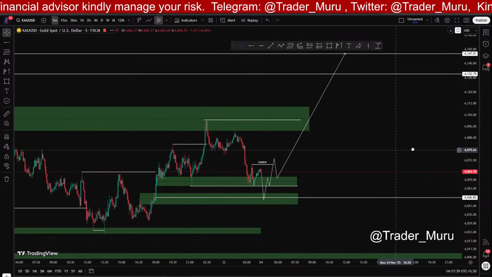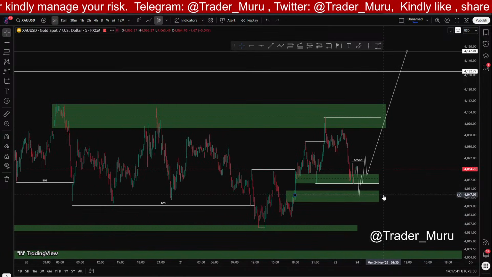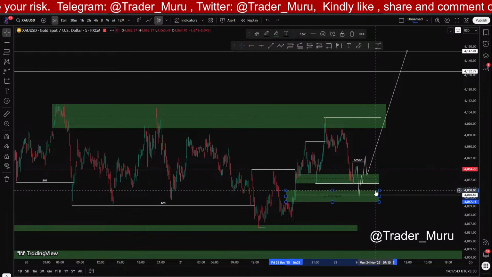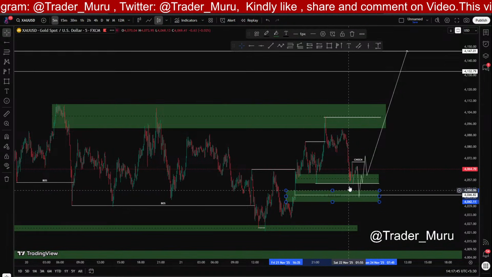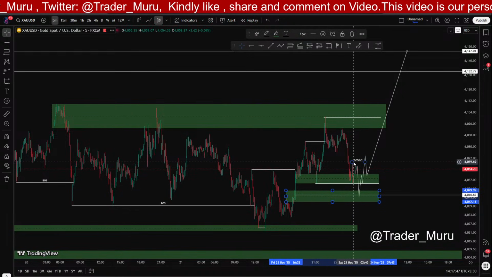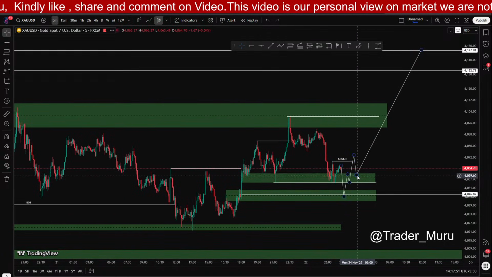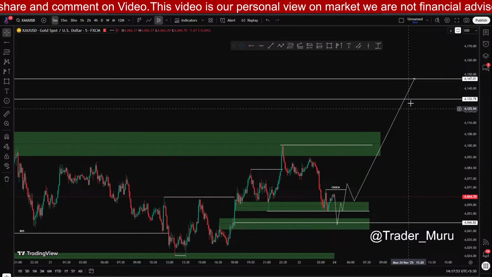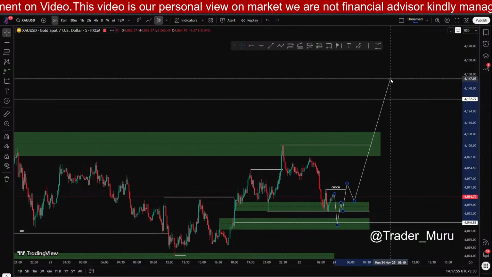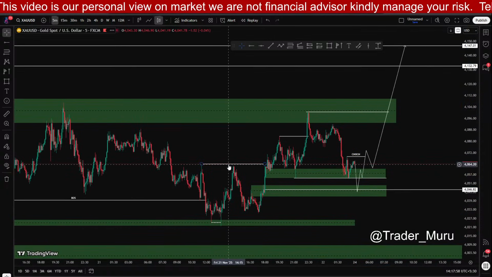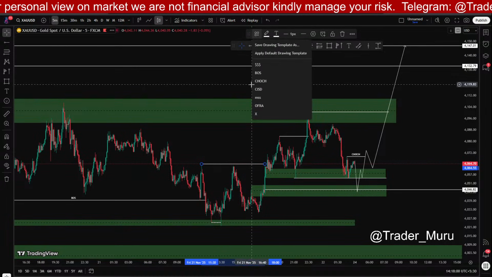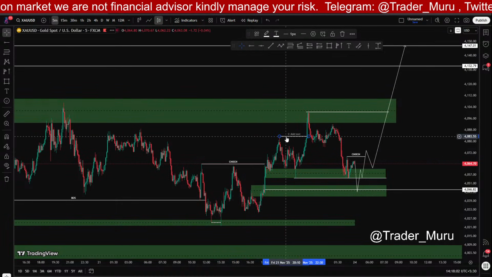So that's my view on gold. I'm watching for a long entry after testing this area, sweeping liquidity and again reclaiming. Then if it gives a smaller time frame change of character on the retracement, I will be buying, and my target will be 4147, because a smaller time frame structure is already being changed.